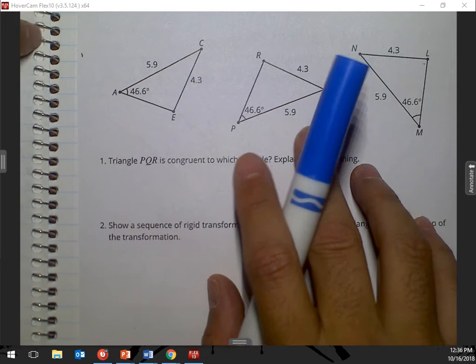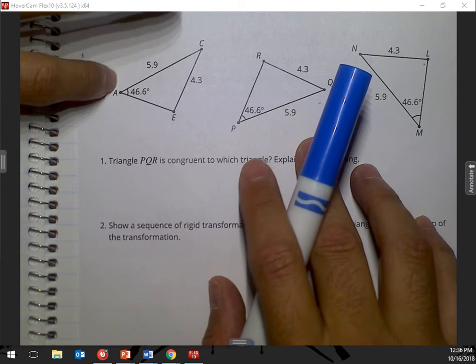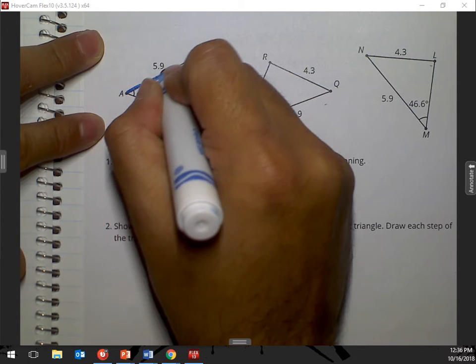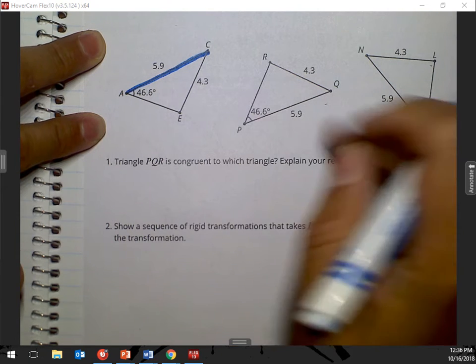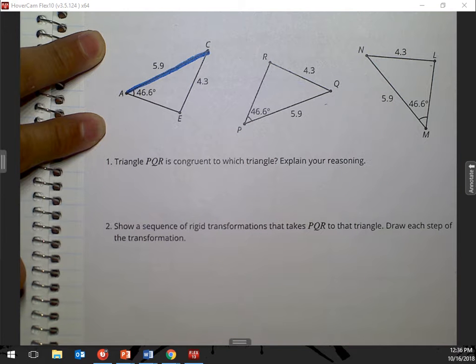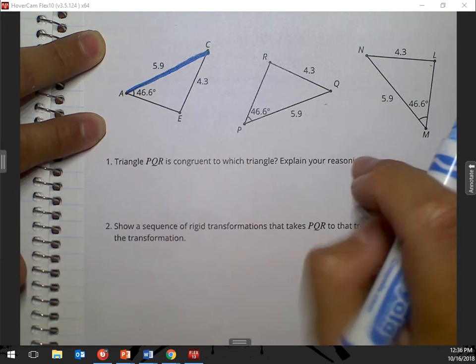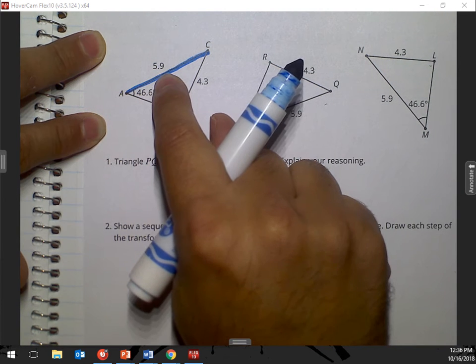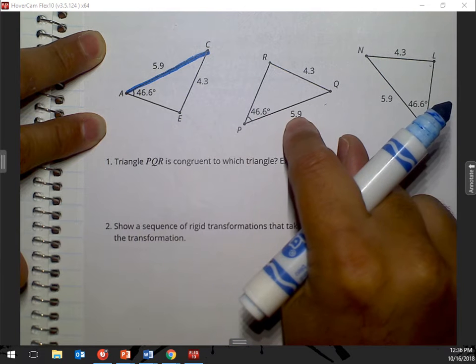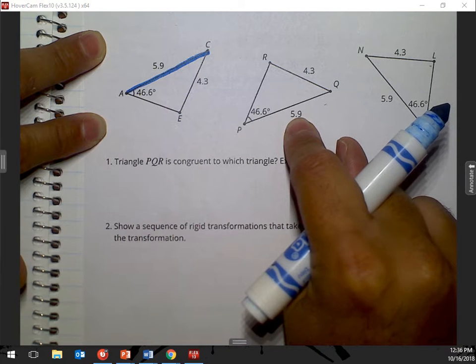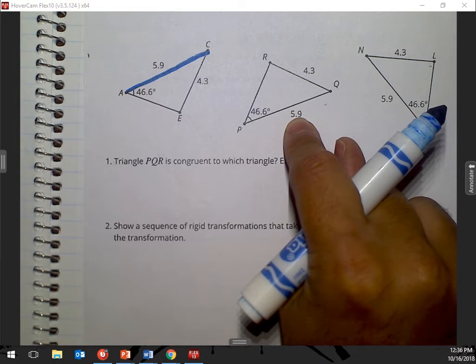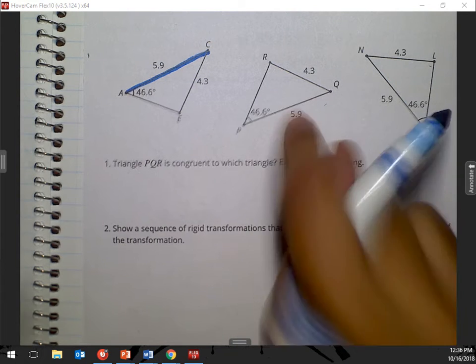So what you guys are going to do is we're going to identify congruent segments first. I'm going to take my first color, and I'm going to call that one the 5.9 right here. That means that AC has to be congruent to which one over here? PQ, right? Look at the value here. 5.9. This is also 5.9, right? Congruent means have the same measure.